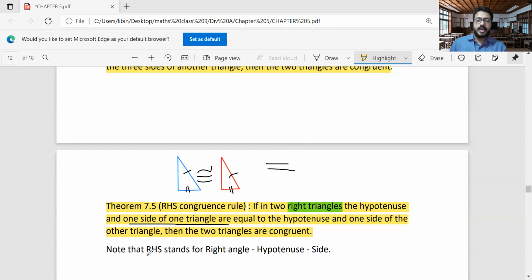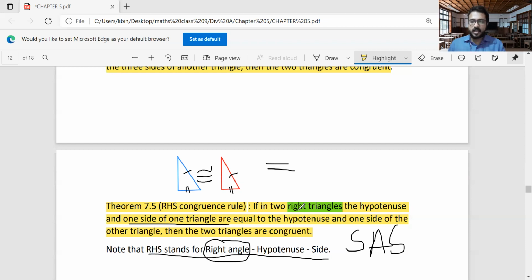And see, the RHS stands for not just right hand side, it stands for right angle, hypotenuse, side. And actually, you can see that it is a kind of peculiar case of SAS congruence. Because we know that in a right triangle, one angle is 90 degrees. So if we are taking two right triangles, in both one angle is 90 degrees. There is no confusion in that. And then we are talking about the hypotenuse and one of the other two sides. So actually, this is a special case of SAS.